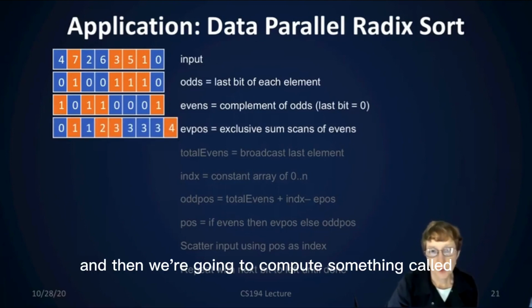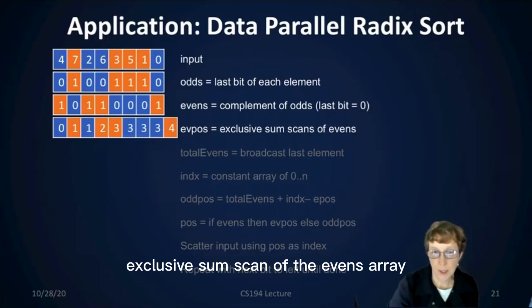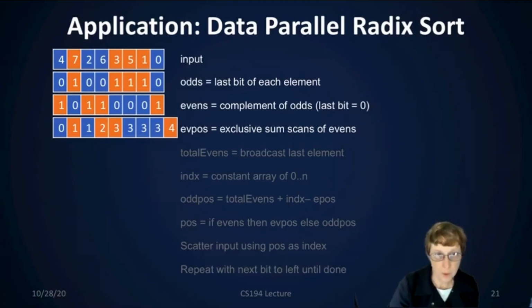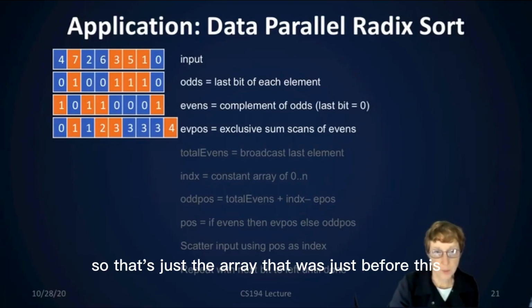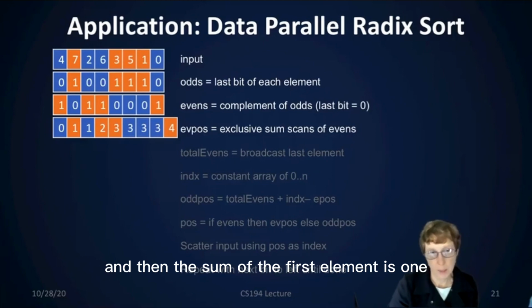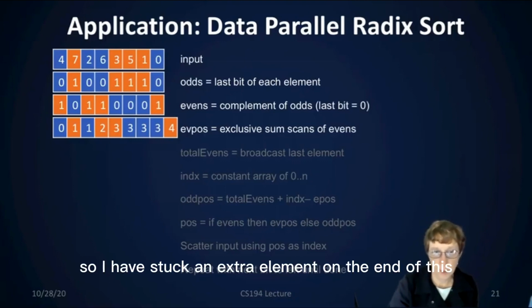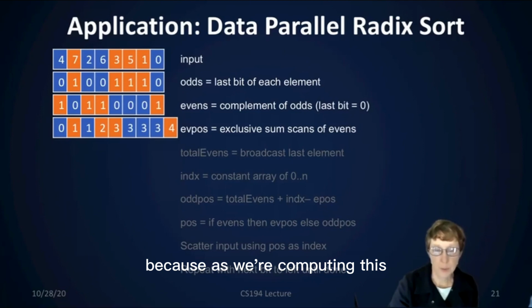And then we're going to compute something called the evens position, or evpos, which is the exclusive sum scan of the evens array. So that's just the array that was just before this. So it's exclusive. So the first element is always 0. And then the sum of the first element is 1. The sum of the first 2 is 1 again. And the sum of the first 3 is 2. Okay, and so on.